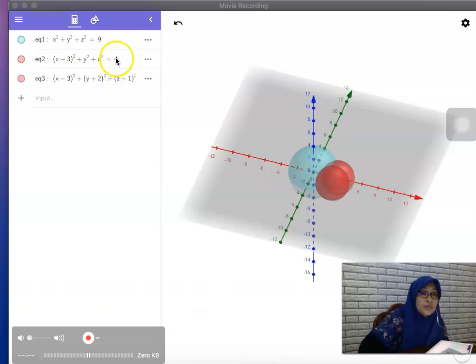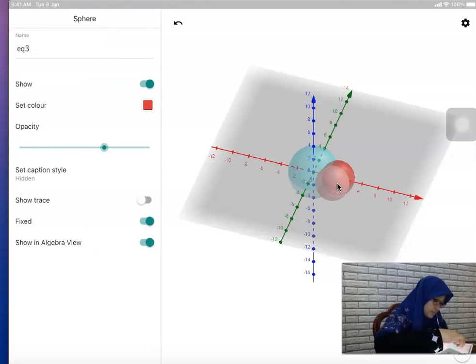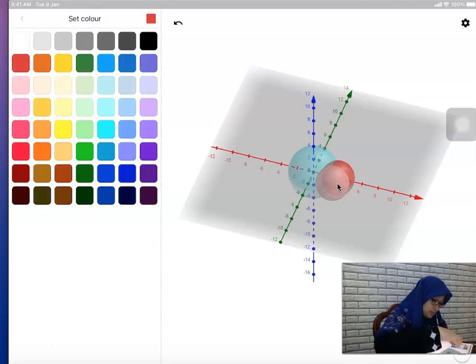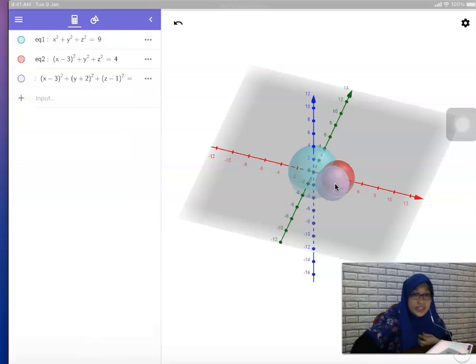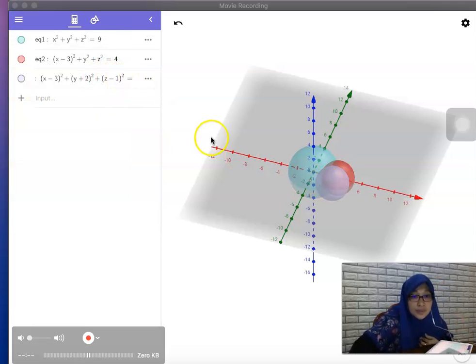Because the B and the C examples both equal 4, the size of the sphere should be the same. But now the third one, the circle is shifted to 3 minus 2, which is 1. That is the new center. I changed the color, so the third one is in purple. They have a similar size as the red one, but the center is now shifted somewhere here.